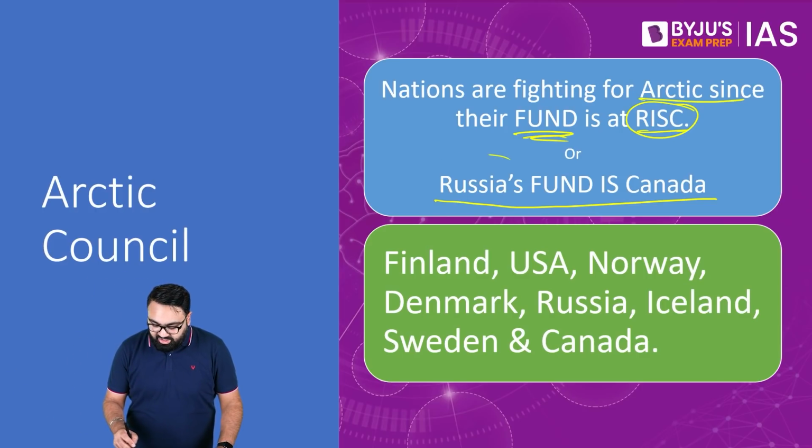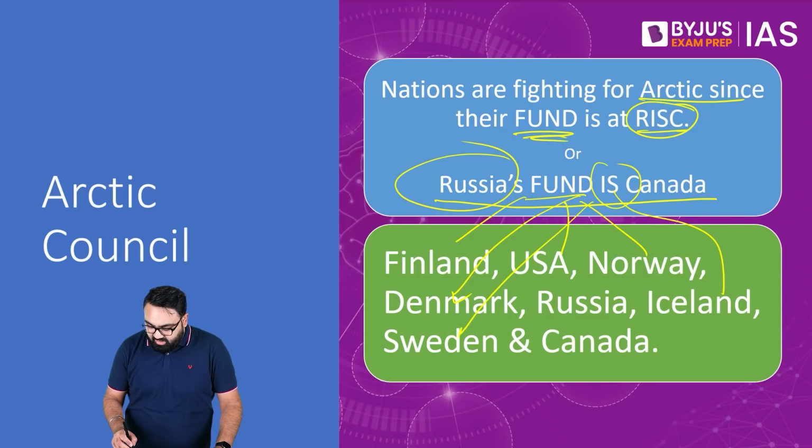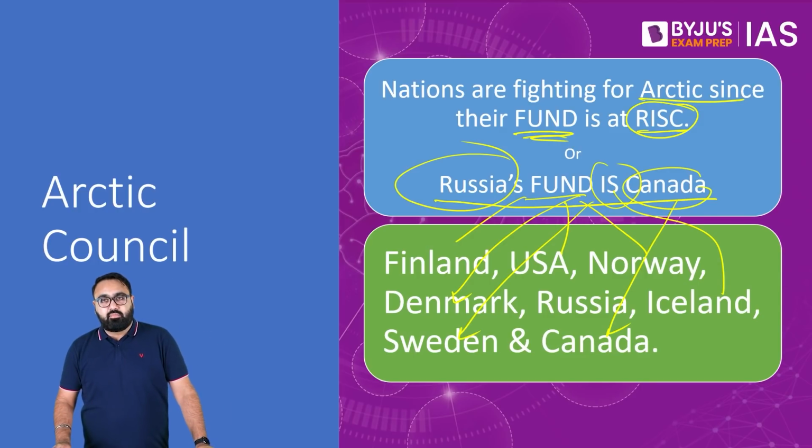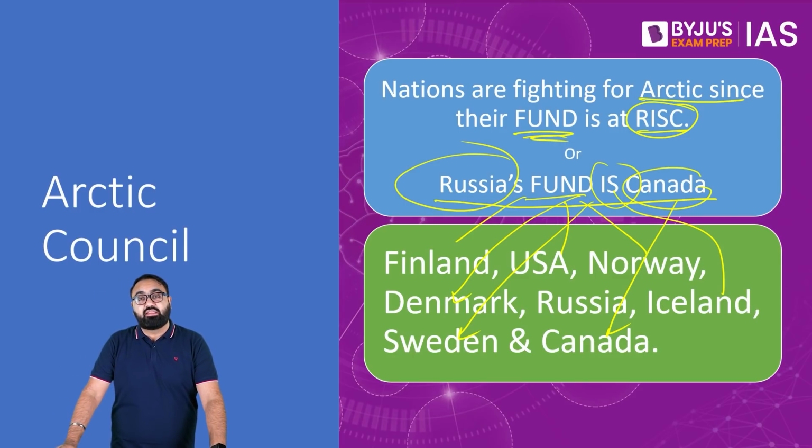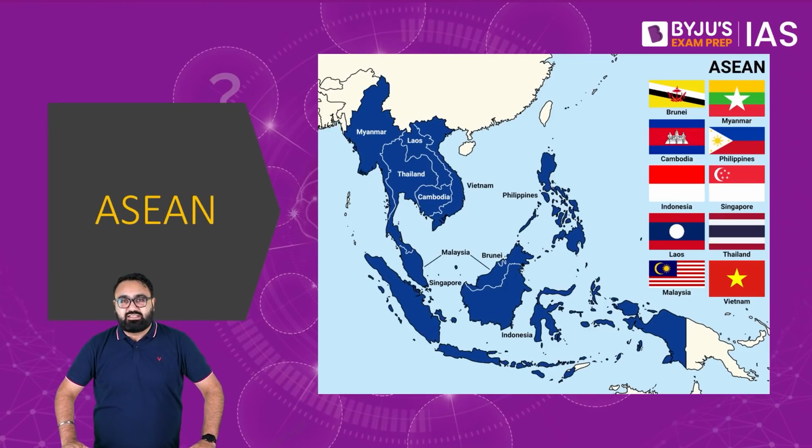Let's see how. Russia, FUND stands for Finland, USA, Norway and Denmark. IS stands for Iceland and Sweden. And then we have our own Canada. Either of these, whichever you find it easier, make sure you remember and you apply this knowledge when the time comes. Similarly, the next grouping is ASEAN.